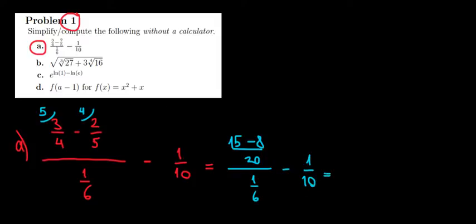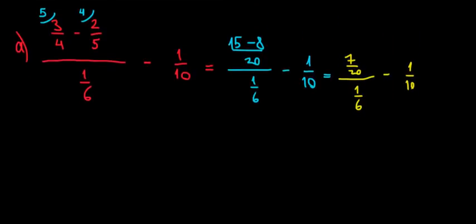What do we have next? 15 minus 8, that's just going to be 7. 7 divided by 20. So we have 7 over 20, all of it divided by 1 over 6 minus 1 divided by 10. Let's go over here below to continue it. What's 7 over 20 divided by 1 over 6? That's going to be 7 divided by 20 times the inverse. So times 6 over 1 minus 1 over 10.